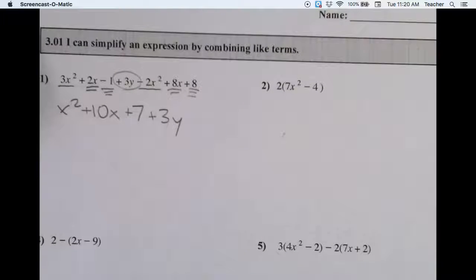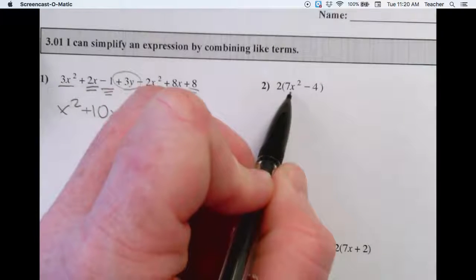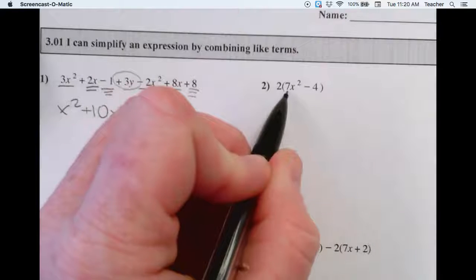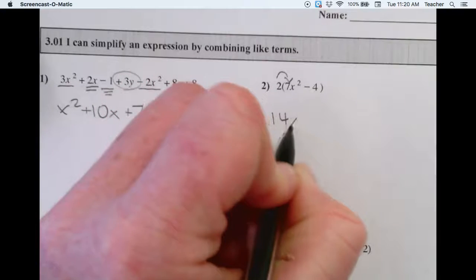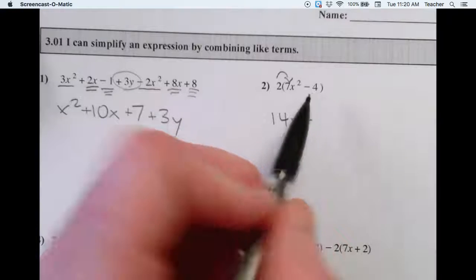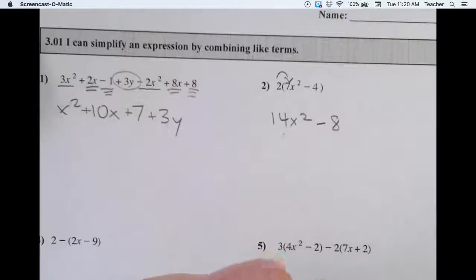When you're combining like terms, you also need to eliminate parentheses. So we need to perform the distributive property here. There are two groups of 7x squared minus 4. So if there's two groups of 7x squareds, that's going to be 7 times 2, 14x squareds. Two groups of negative 4. So 2 times negative 4 is negative 8. That's done.